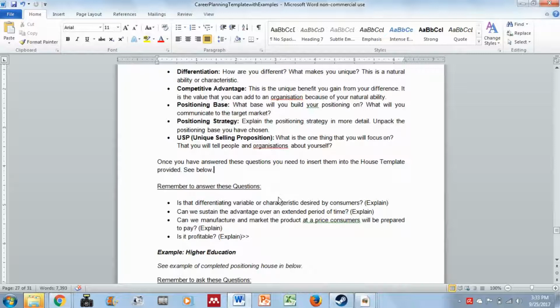Then I say remember to answer these questions. Is the differentiating variable or characteristic desired by consumers? Explain. Can we sustain the advantage over an extended period of time? Explain. Can you manufacture and market the product or difference at a price consumers are willing to pay? And is it profitable?